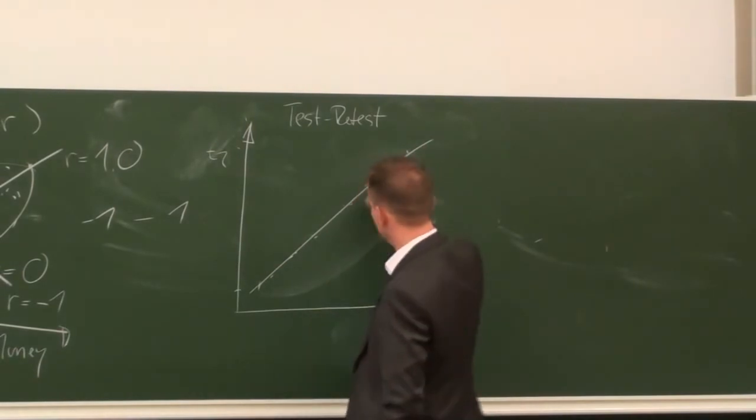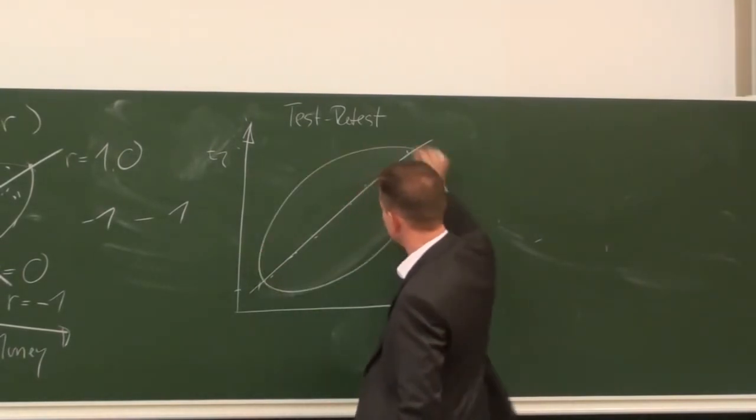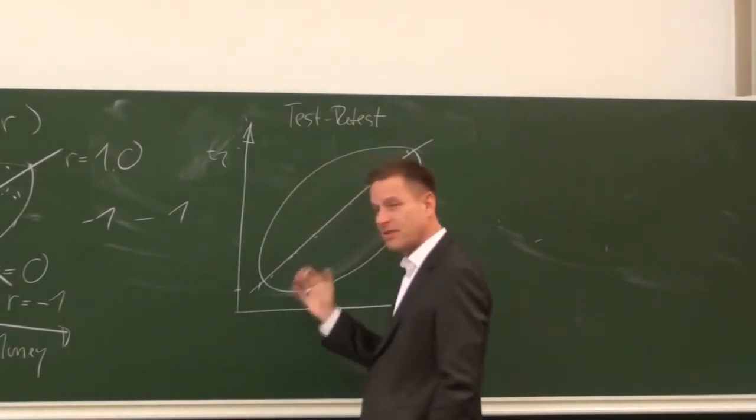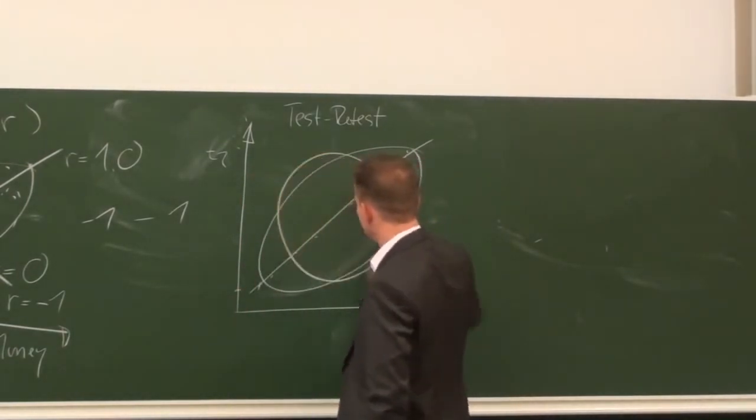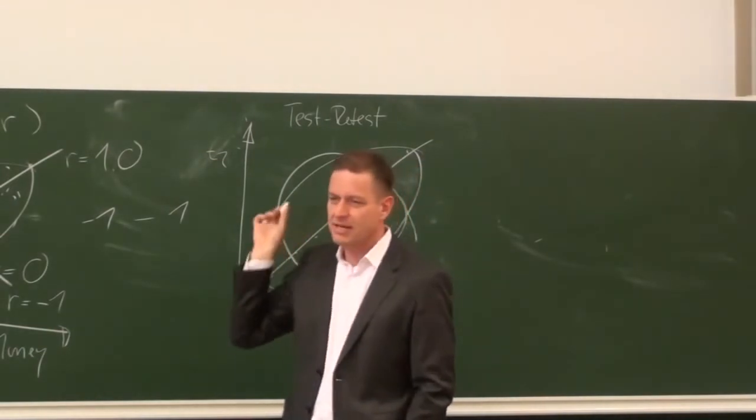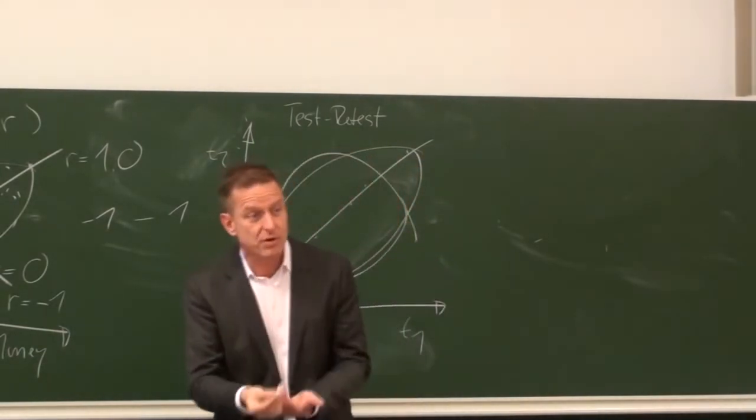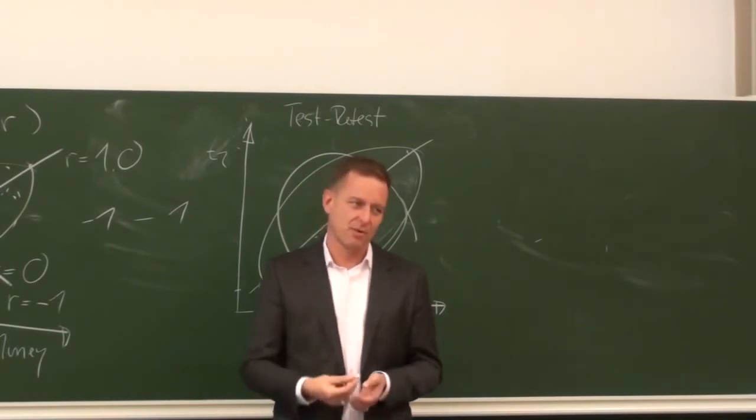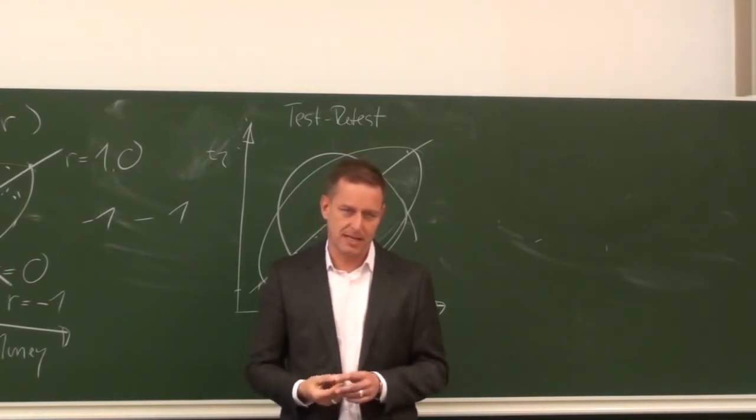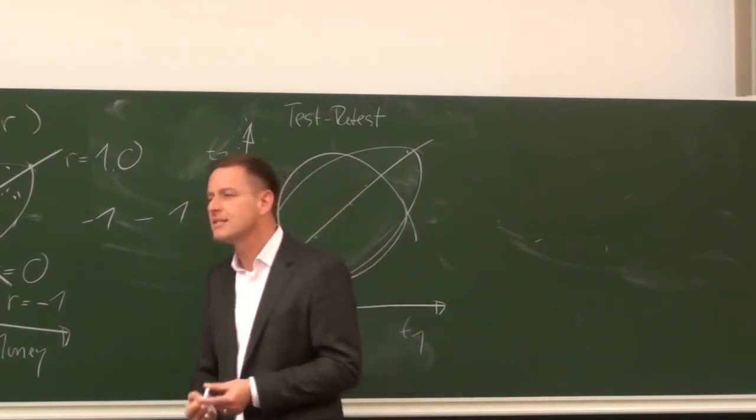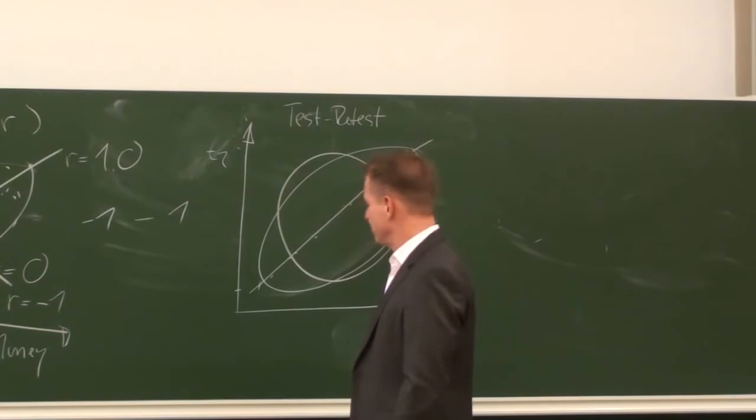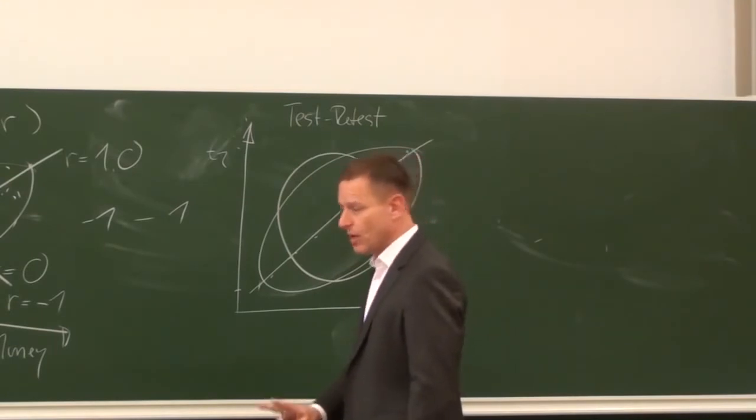If the test is not reliable, we get something like this. And if the test is totally crappy in terms of reliability, we get something like this. And what you can see here from this picture is, again, we use correlation methods to estimate the reliability of a test. Okay? Test-retest reliability. Okay, so that was the second one.